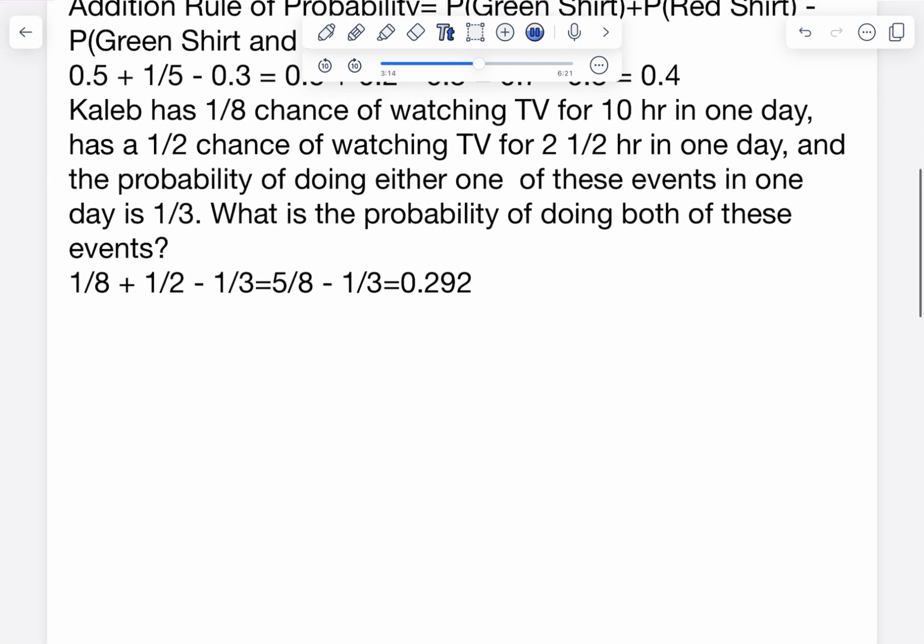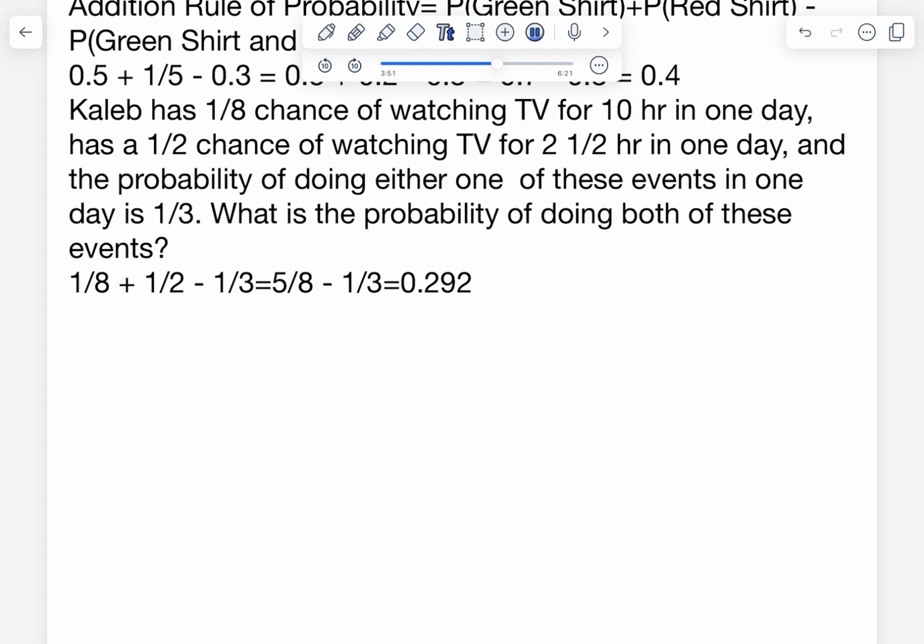Caleb has a 1/8 chance of watching TV for 10 hours in one day. He has a 1/2 chance of watching TV for 2.5 hours in one day. And the probability of doing either one of these events in one day is 1/3. What is the probability of doing both of these events? Well, we first have to add the probabilities of the two events specifically.